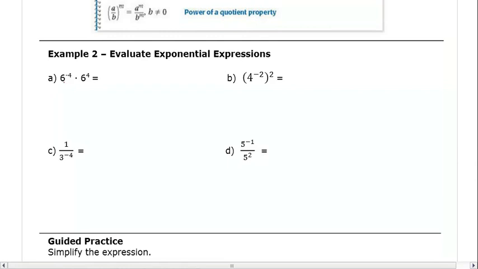Letter A, we have a base of 6. Okay, we have product of powers property. So we add our exponents together. So that would be 6 to the power of 0, because negative 4 plus 4 is 0. And 6 raised to the power of 0, that just equals 1.